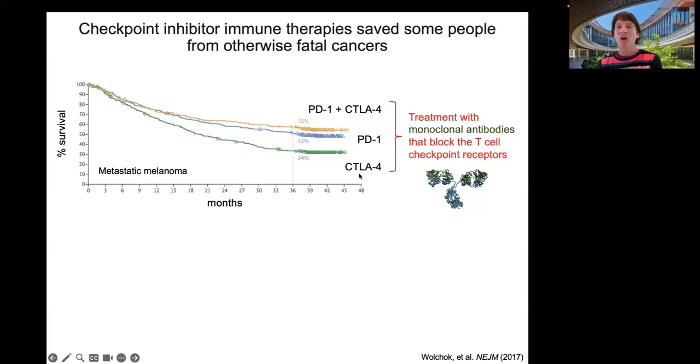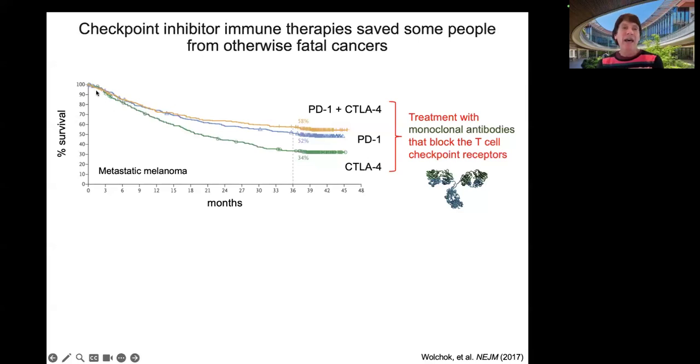And they were blocked by drugs that are monoclonal antibodies. These are protein therapeutics. They look like this in terms of their shape. They look like kind of the letter Y. They're proteins that get administered to a patient by IV infusion. And in this trial, patients were treated with one of those drugs, which is the green curve that targets the CTLA4 checkpoint receptor. Some patients were treated with a different drug, which blocks a different T-cell checkpoint receptor called PD-1. And then a third group of patients were treated with a combination of the two drugs.